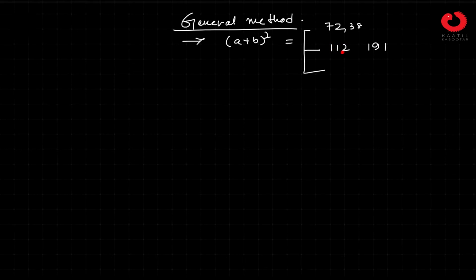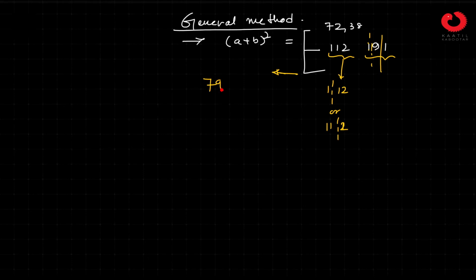Like in 112, whatever the partition, that will never be a problem. Whether you make it like this or like this, it was never a problem. In 191 also, the same thing: whether you make the partition from here or from here, there was no trouble. But later we ended up stating the limitation of this.